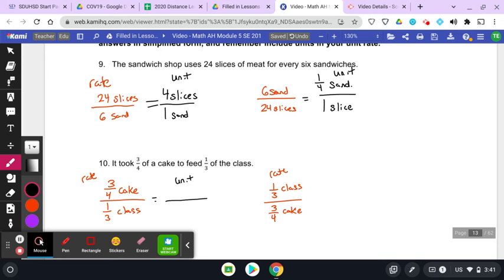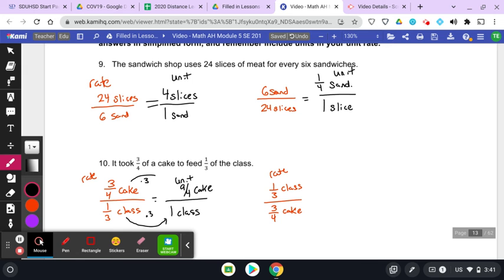I want to know one class. How many cakes are they going to eat? So to go from 1/3 to 1, I got to multiply by 3. So up here, I got to scale up. I got to multiply by 3. 3/4 times 3 is 9/4 of a cake. So I would have to buy 2 1/4 cakes.